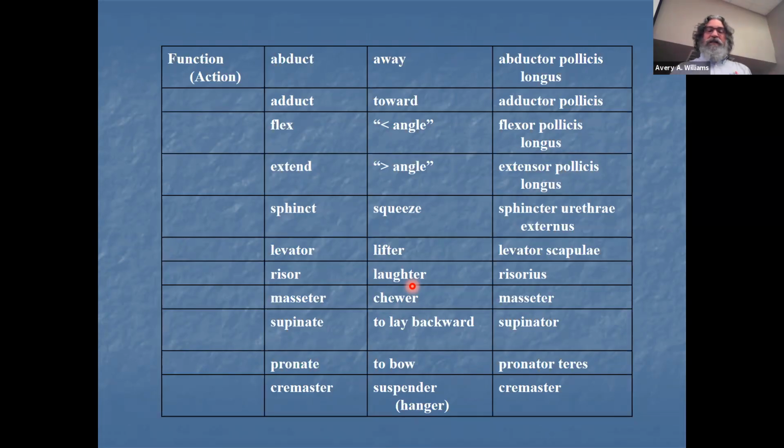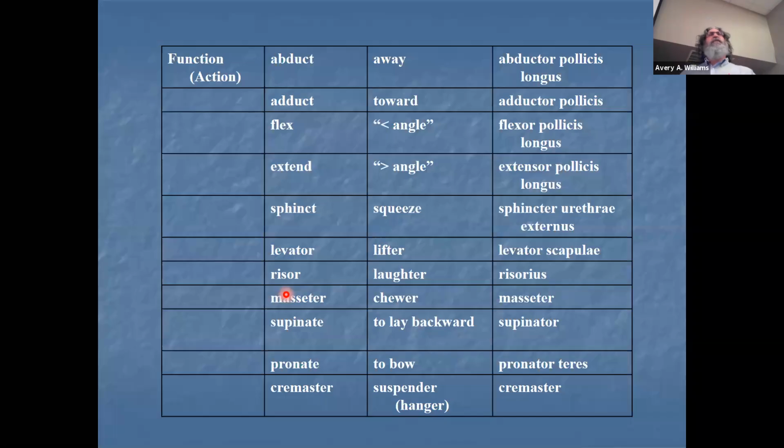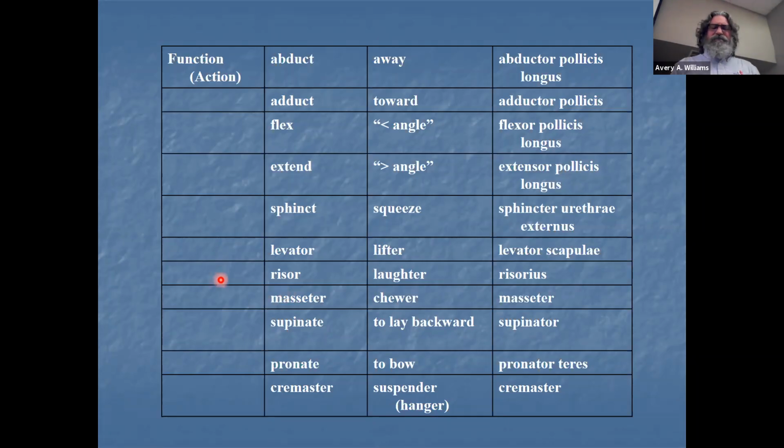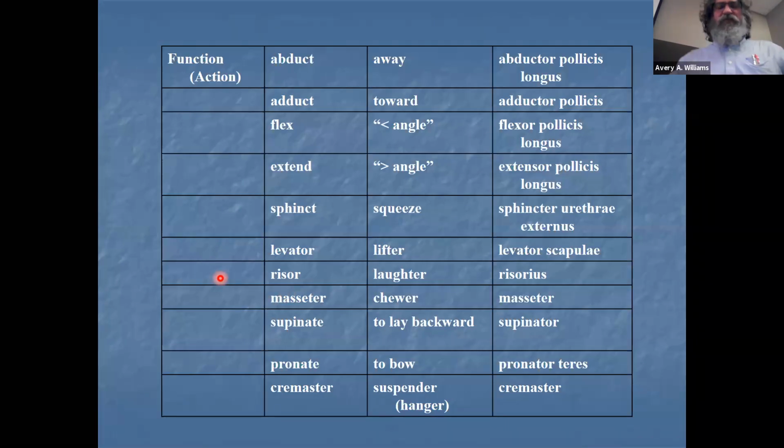Anyway, we'll talk more about that later when we talk. Or did we talk about that? Oh, when we talk about the eyes, I think that's when I talk about facial expressions and so forth. Anyway, risorius, the laughter muscle. Of course, that laughter is a function, right? So risorius. Masseter.